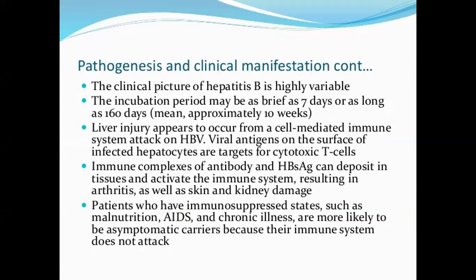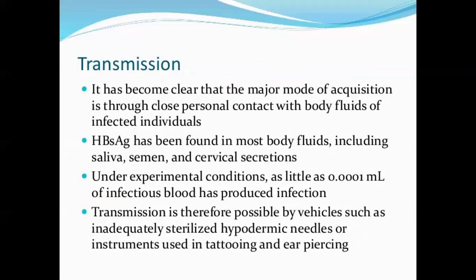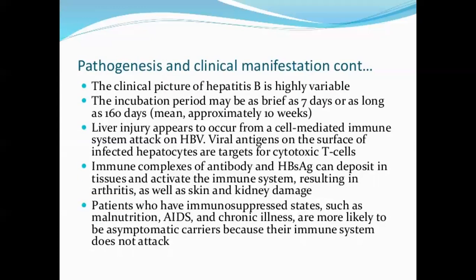So, what is the mechanism of hepatitis B disease? The pathogenesis and clinical manifestations. The clinical picture of hepatitis B is highly variable. The incubation period may be as brief as 7 days or as long as 160 days. The liver injury appears to occur from a cell-mediated immune system attack on hepatitis B virus.